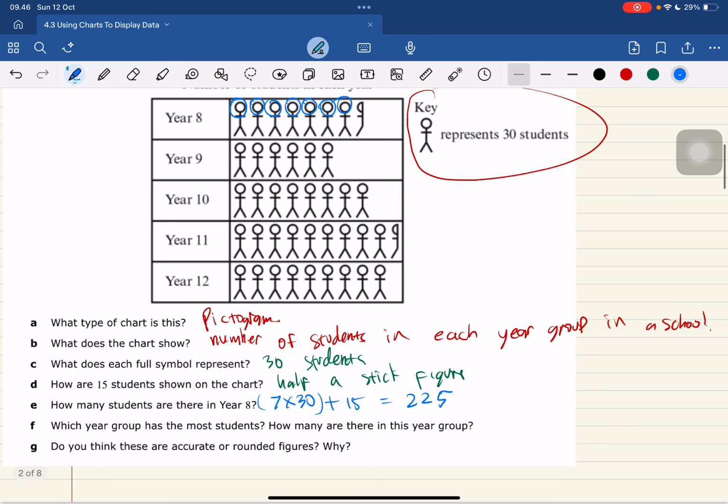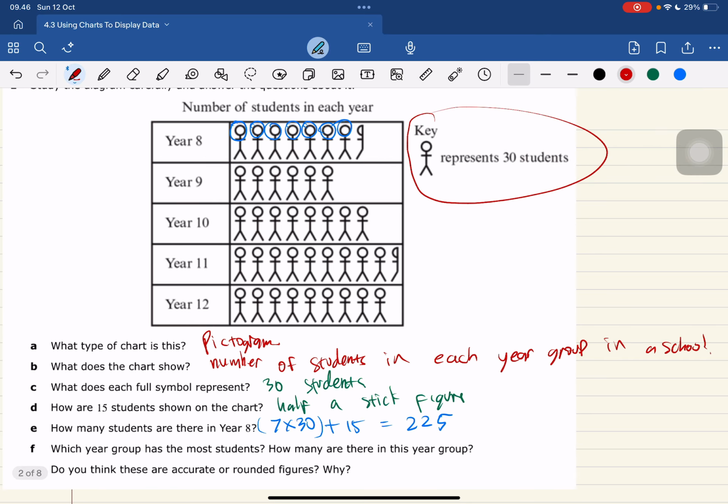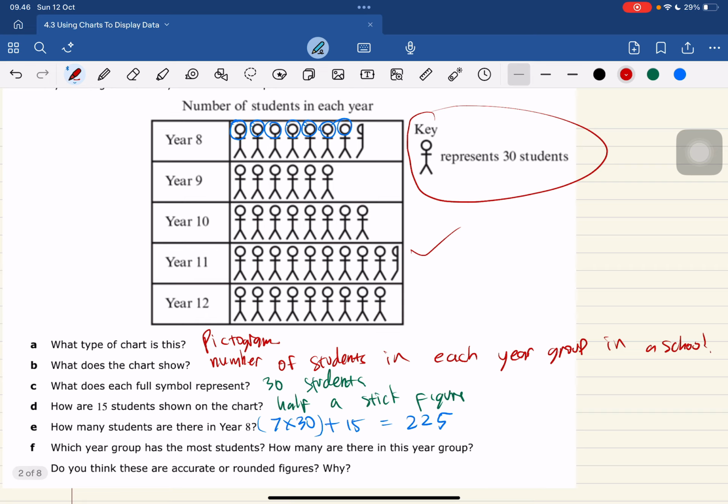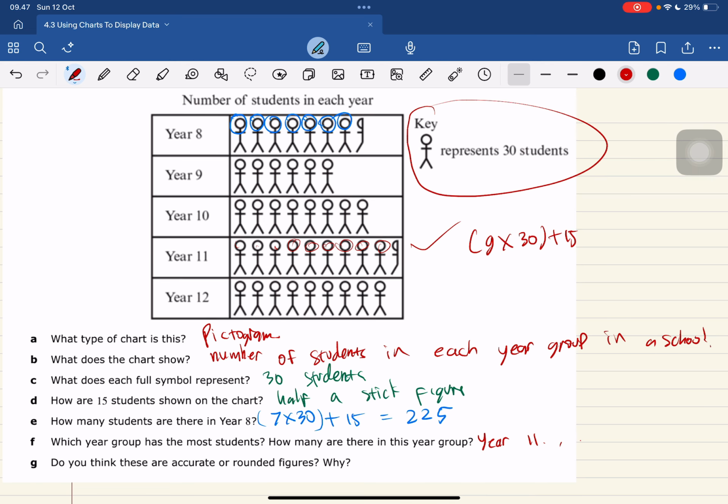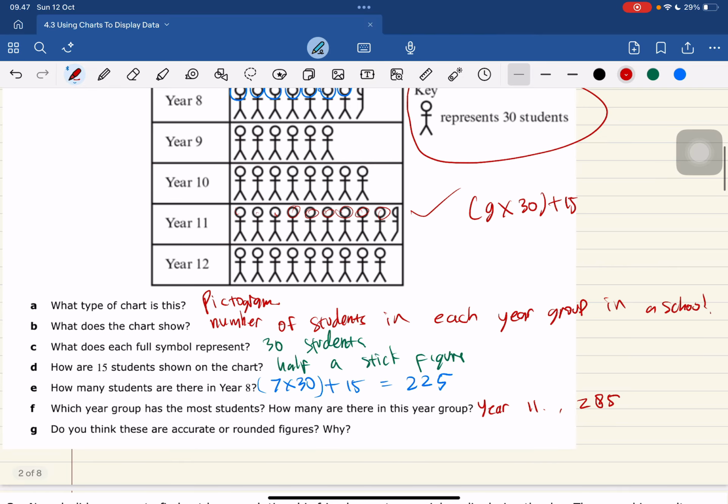Which year group has the most? Okay, we can see from the diagram, here is the most. This is year 11. So how many students? Let's see how many 30s there are: 1, 2, 3, 4, 5, 6, 7, 8, 9. So this means 9 times 30 plus 15. This gives us the answer of 285 students.